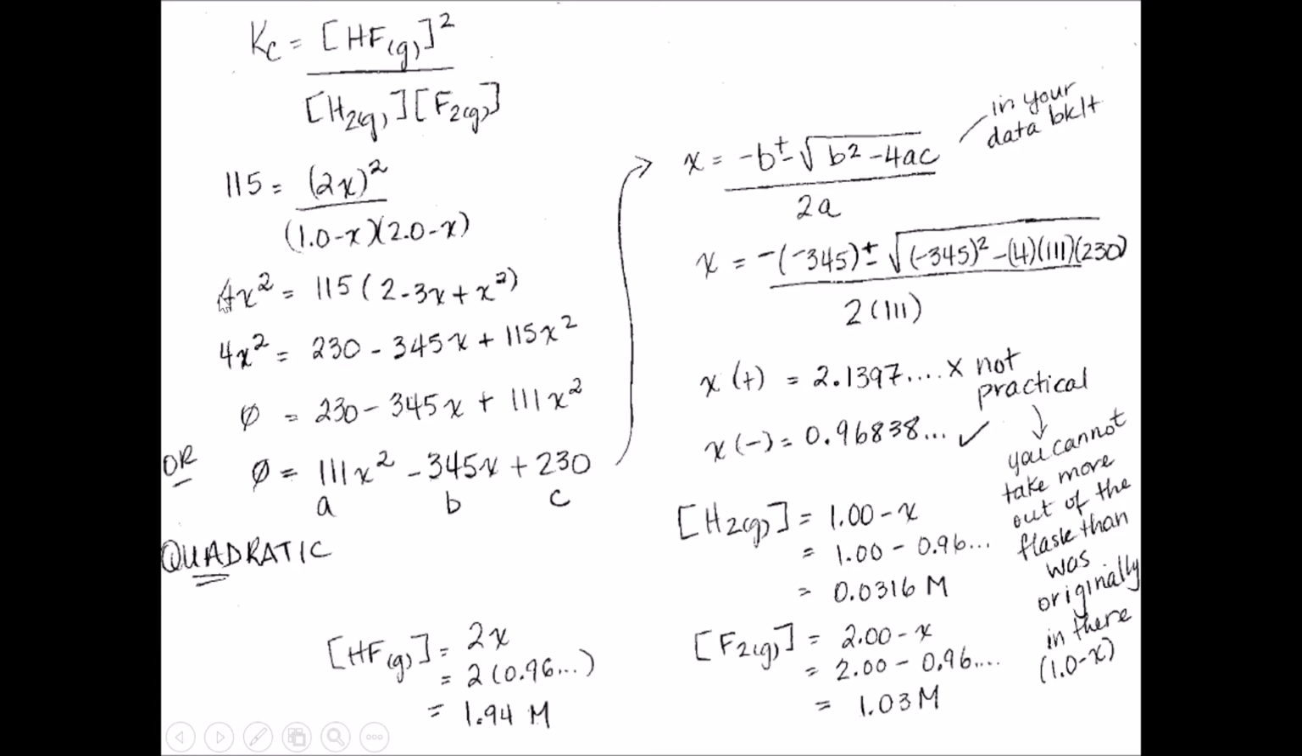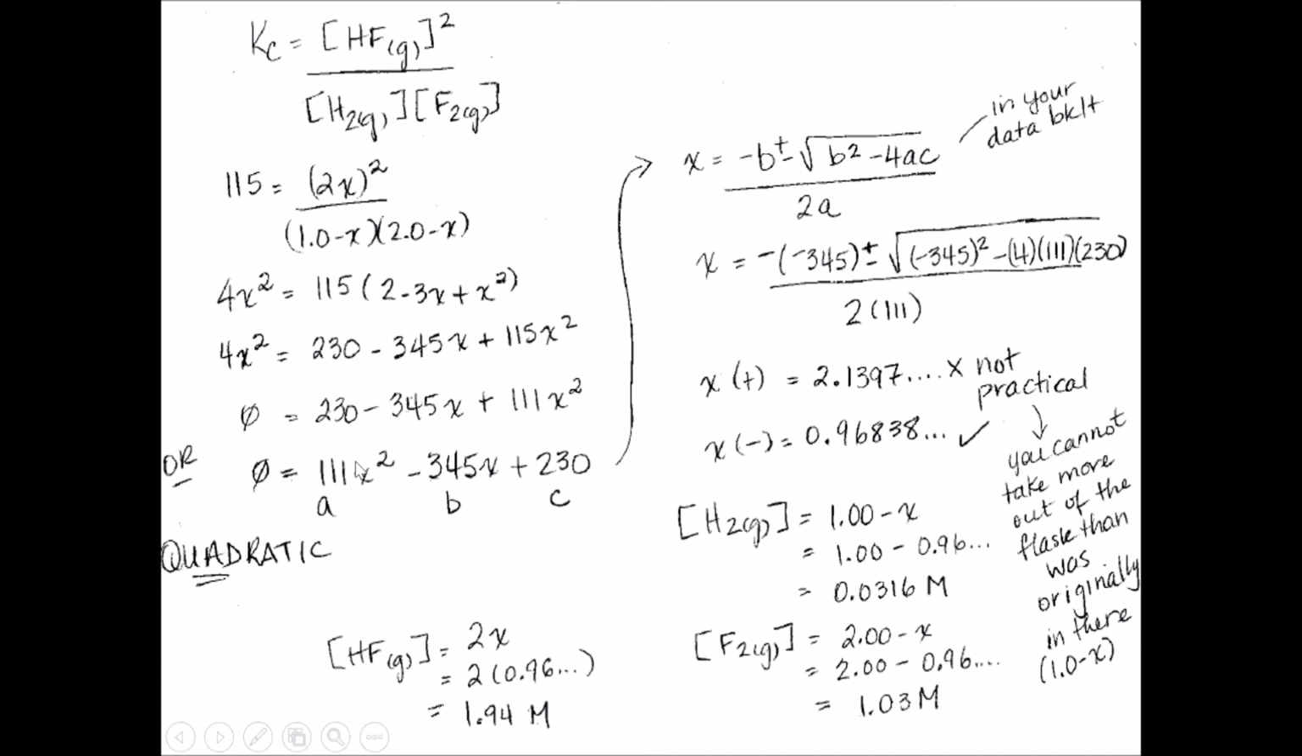2x squared is equal to 4x squared, which will then be equal to 115 times (2 minus 3x plus x squared). We can then multiply the 115 by all terms in the brackets. This will leave us with 4x squared is equal to 230 minus 345x plus 115x squared.